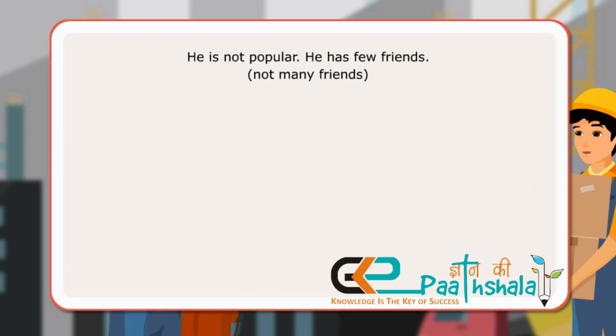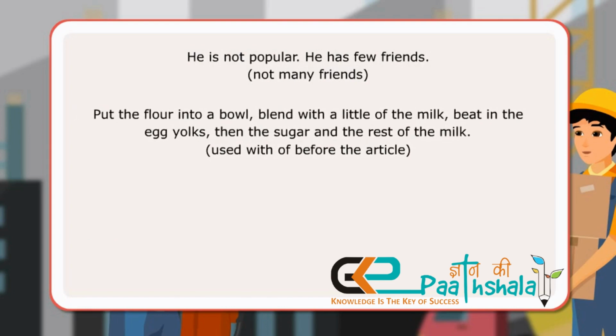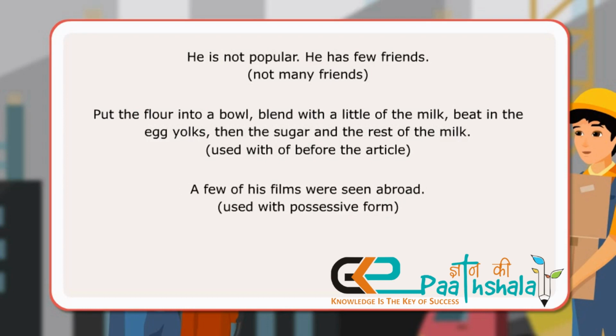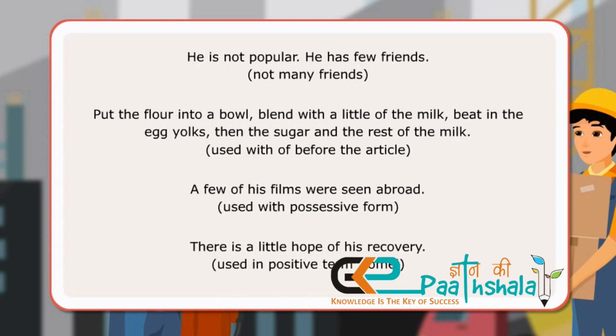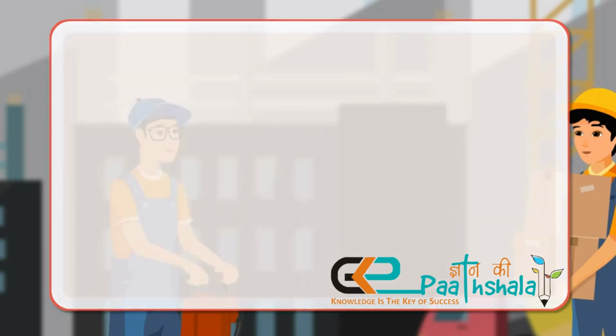He is not popular. He has few friends. Not many friends. Put the flour into a bowl. Blend with a little of the milk. Beat in the egg yolks, then the sugar and the rest of the milk. Used with of before the article. A few of his films were seen abroad, used with possessive form. There is a little hope of his recovery, used in positive term some.